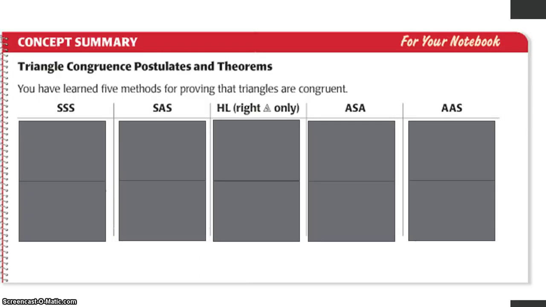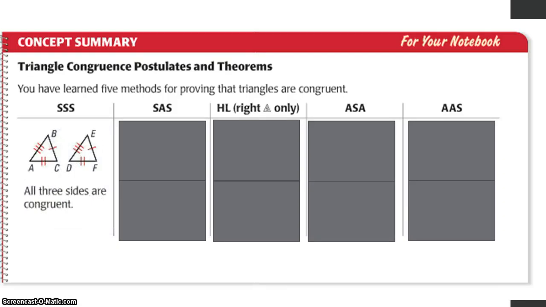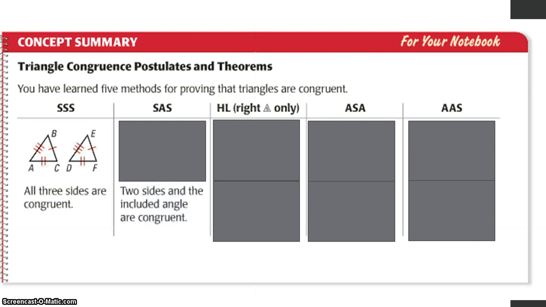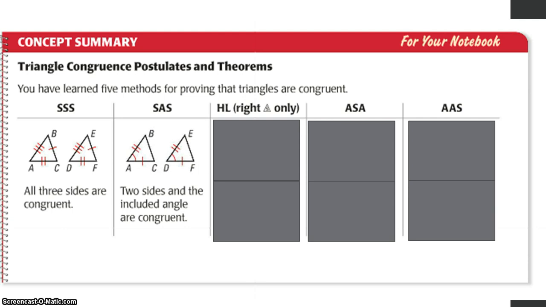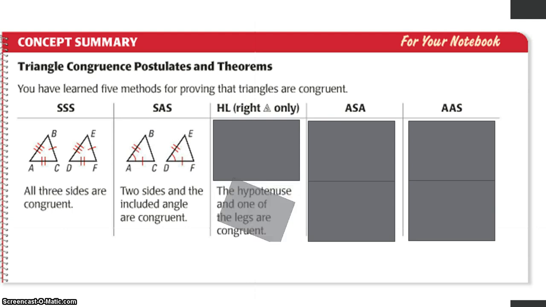So let's go ahead and sum this all up in one place. We've learned 5 things altogether. The first thing is side, side, side. This is where we indicate that all 3 sides are congruent to each other. The second is side angle side, so we have 2 sides and the included angle congruent. The third was the hypotenuse leg, and as you can see, it's for right triangles only, so it's a hypotenuse and a leg.